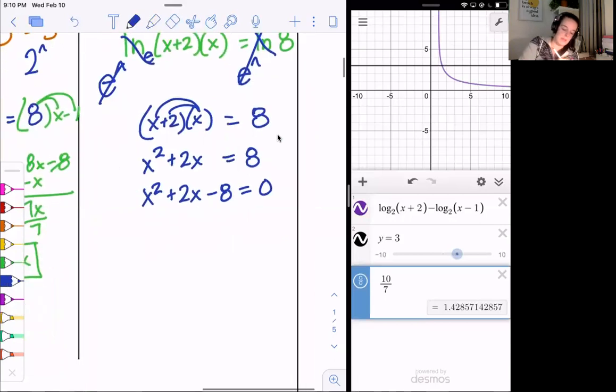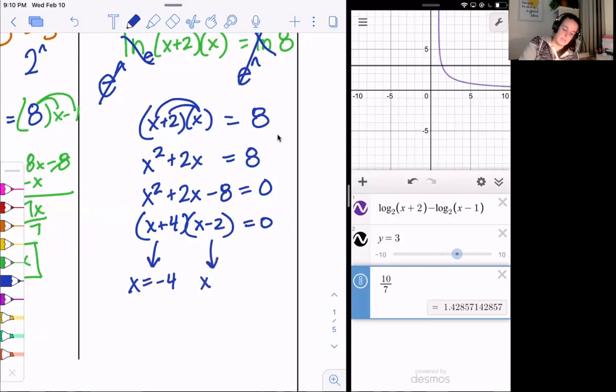I can factor: (x plus 4)(x minus 2). So I'd have x equals negative 4 and x equals 2. Okay, so these are my two answers. You might be wondering, how am I going to get two answers?